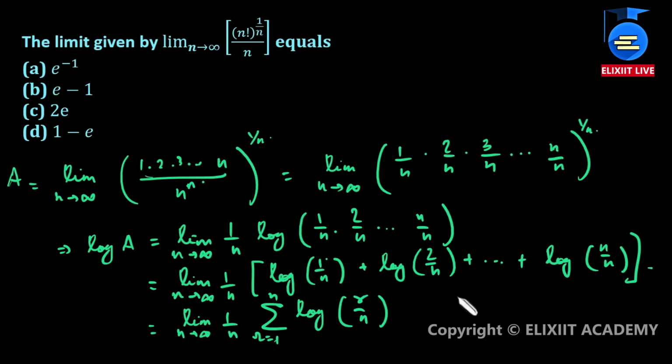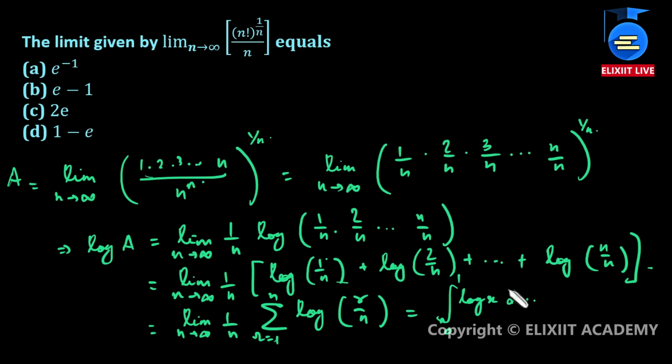Okay, easy. So next we simply replace the sigma by integration. So this is integration. Limits will be from where to where? Limits will be from 0 to 1. Integration is going from 1 to n, so limits will be from 0 to 1. F of x dx, right? 1 by n is now dx. And r by n is now replaced by x. So this is the function of r by n, so this is f of x. So this will become integral of log of x dx.